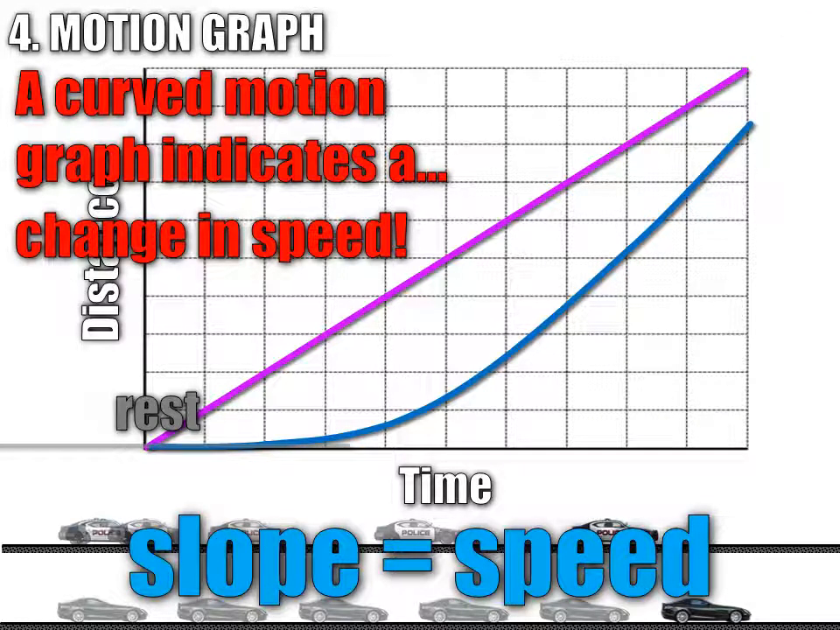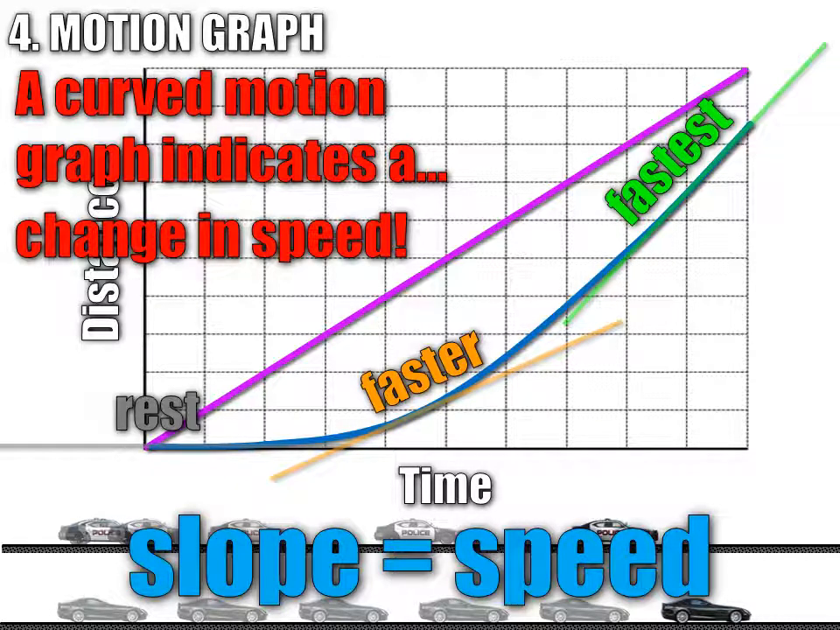So one more time, let's just take a quick look here. You can see that the police car started off at rest, and it got faster and faster as time passes. The slope of that line is getting steeper and steeper, and that's because the police car was speeding up to catch up to the speeder.